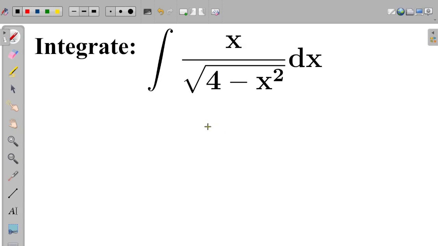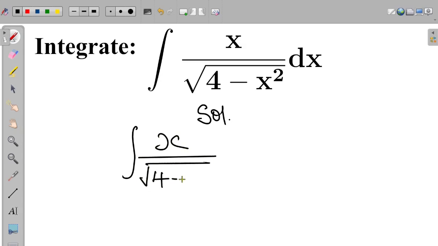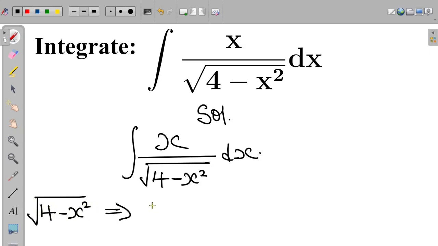Now, let us consider this question given to us. We are given the integral of x divided by root of 4 minus x squared dx. At this point, the first thing we do is to consider the denominator. Now, we have that root 4 minus x squared can be expressed as root 2 squared minus x squared.